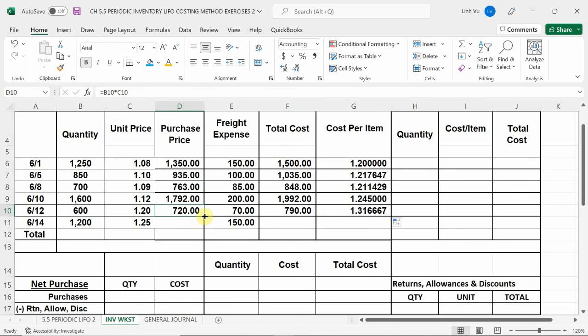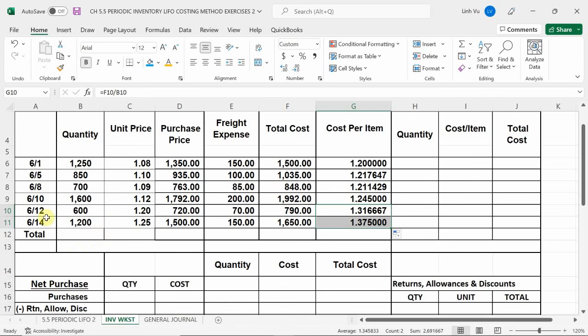Yes, did you need something? 1,500, plus 150, 1,650, which will give you a cost per item of 1.3750. So another split penny.